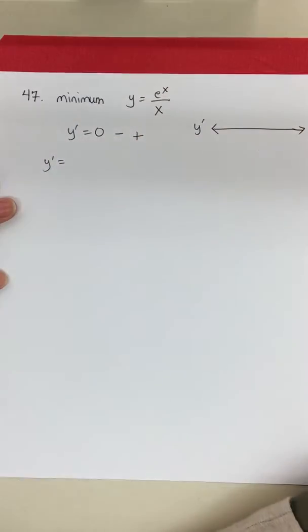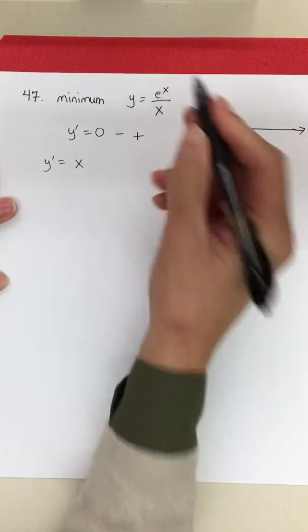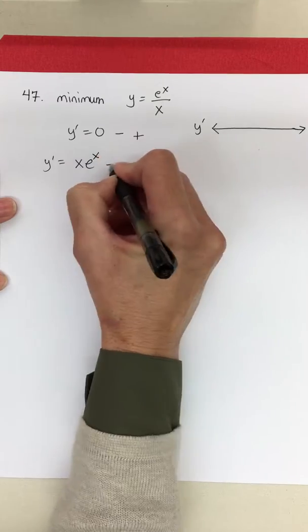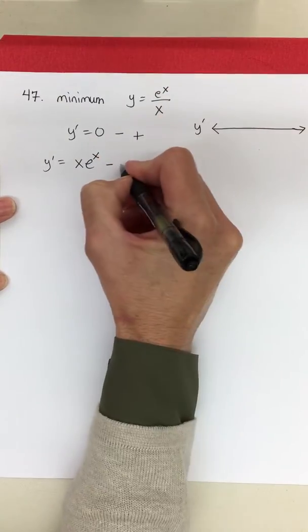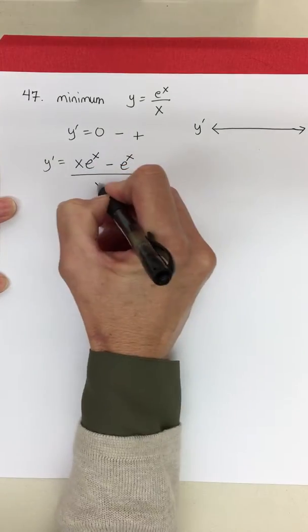That's going to require a quotient rule. Low d high, high d low, draw the line and square below. So low is x. D high, e to the x. Minus high, e to the x. D low, which is 1. Draw the line and square below.